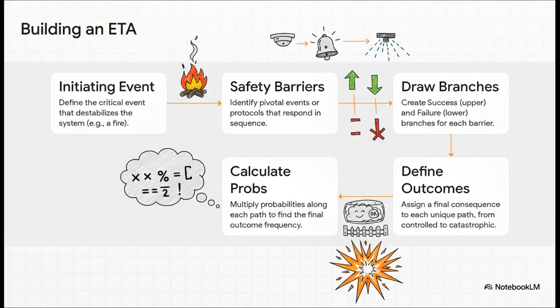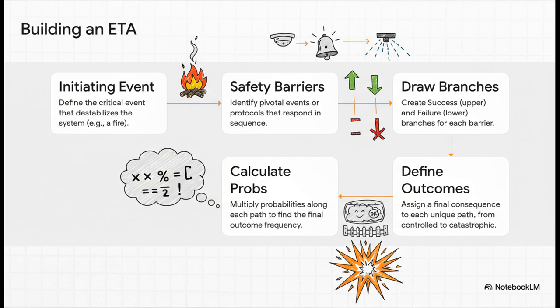First, you have to define that single initiating event. Let's use an easy example. A fire starts. Step 2, you identify all the safety barriers that are supposed to kick in, in order. So things like the smoke detector and then the sprinkler system. From there, for each of those barriers, you draw 2 branches, one for success and one for failure. This creates all these different paths.